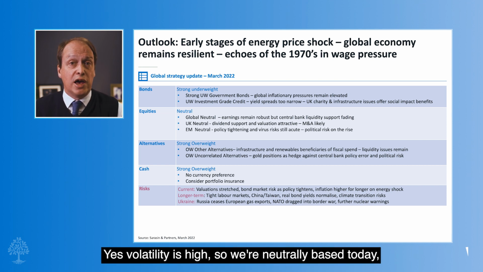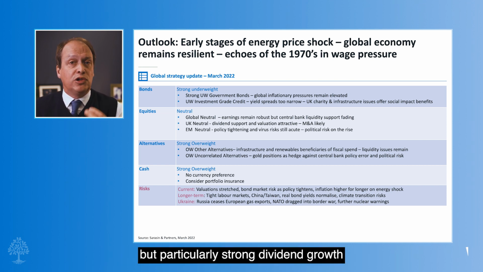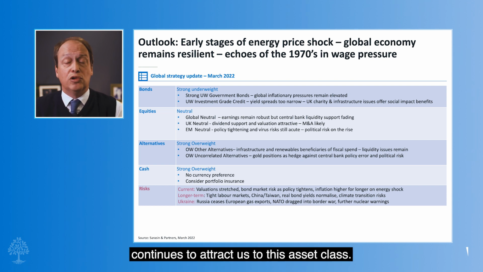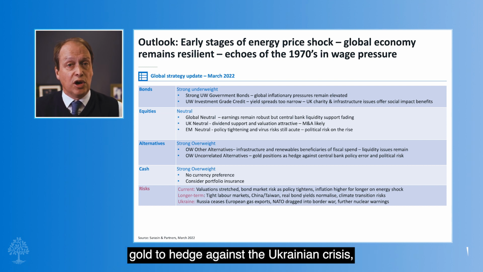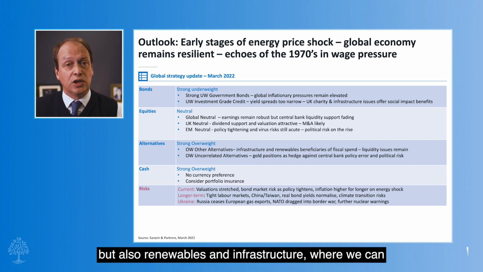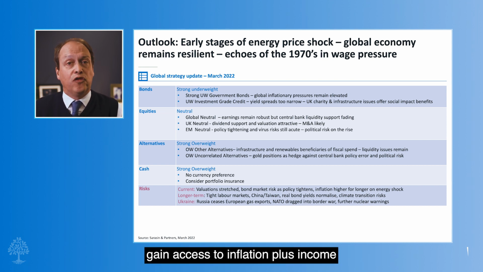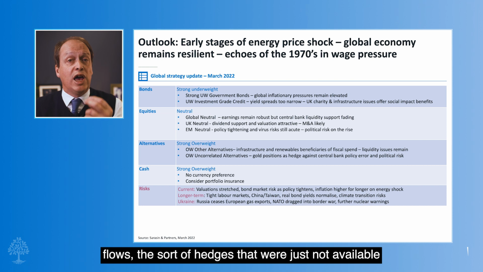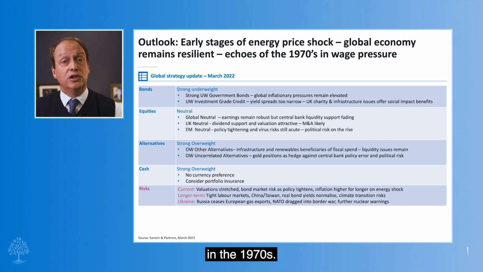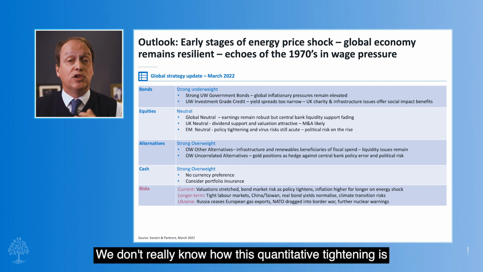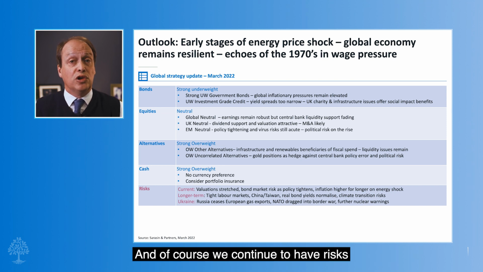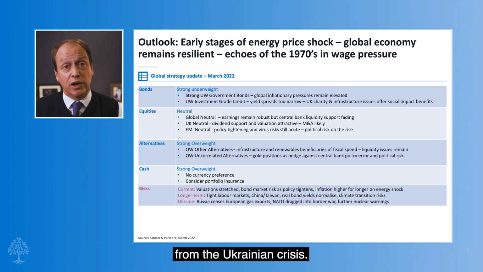Yes, volatility is high, so we're neutrally based today, but particularly strong dividend growth continues to attract us to this asset class. What we really like, though, is alternatives. Yes, some gold to hedge against the Ukrainian crisis, but also renewables and infrastructure, where we can gain access to inflation plus income flows, the sort of hedges that were just not available in the 1970s. And finally, a prudent position in cash. We don't really know how this quantitative tightening is going to play out, or what effect it will have on markets, and of course we continue to have risks from the Ukrainian crisis.